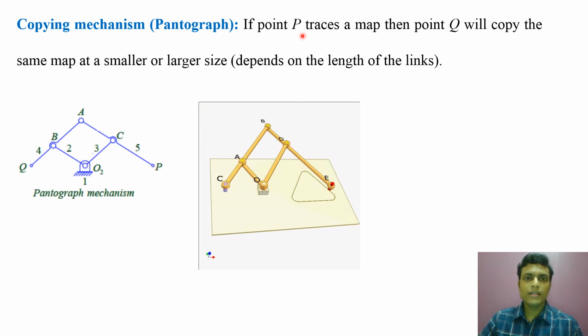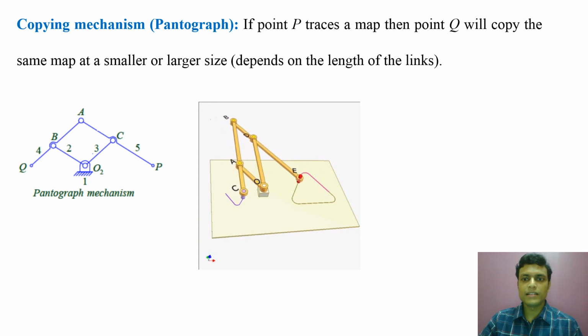If point P traces a map, then point Q will copy the same map at a smaller or larger size. That depends on the link length, that is AP and AQ. So let us see the animation.